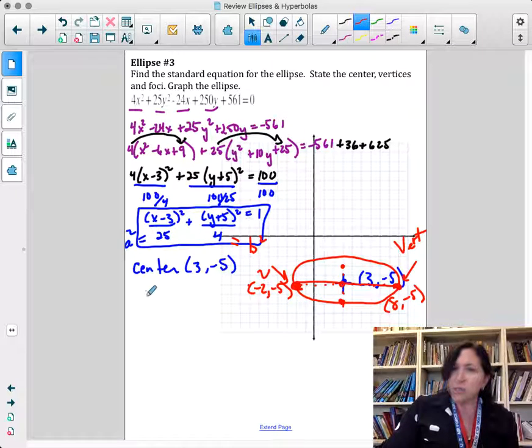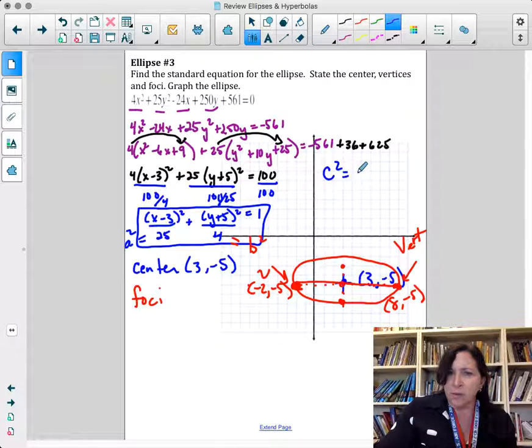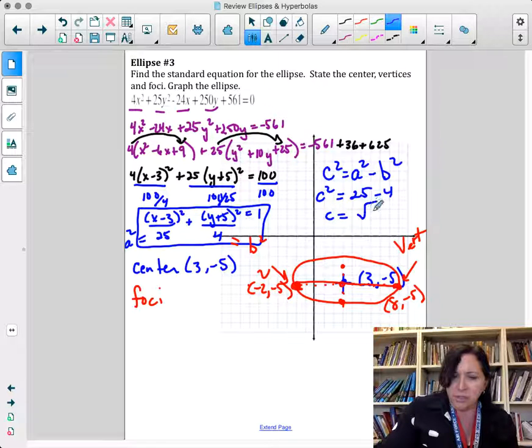Additionally, you're going to need to know what your focal points are. So where are your foci? What you're going to do is use your formula, which is c squared is equal to a squared minus b squared. We have a and b, so we're going to go c squared equals 25 minus 4. So c is equal to the square root of 21.